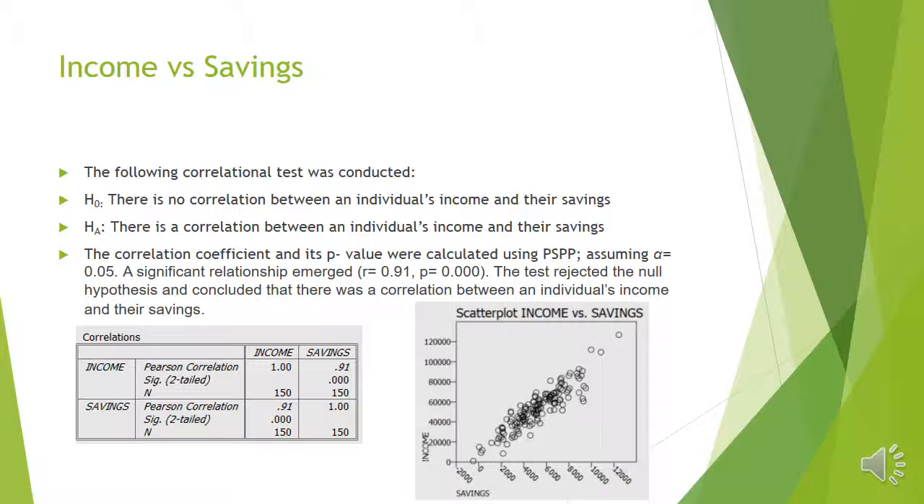In this instance, we would reject our null hypothesis and conclude that there was a correlation between the two variables, income and savings. And from our scatter plot, we can have an idea that it's a linear positive correlation whereby increase in savings is usually associated with a higher income.